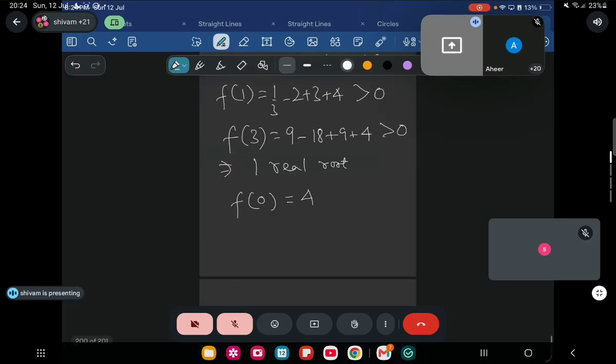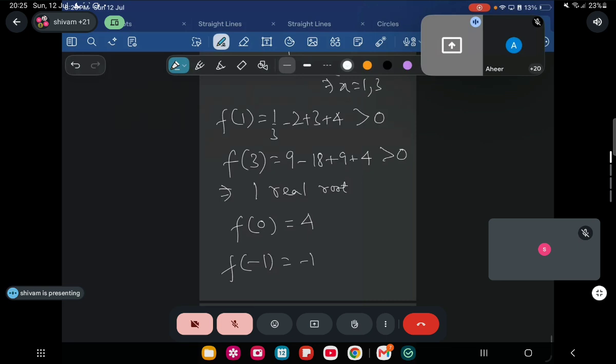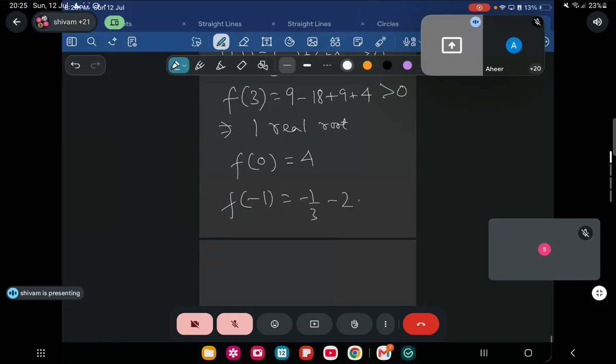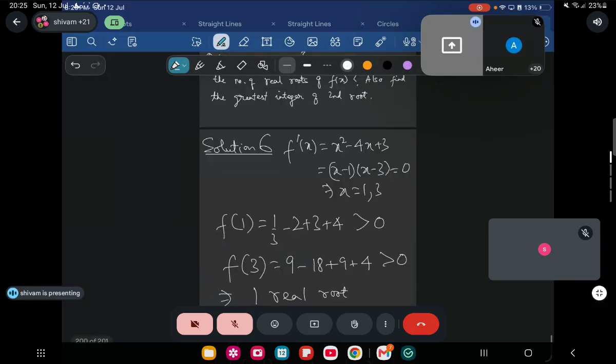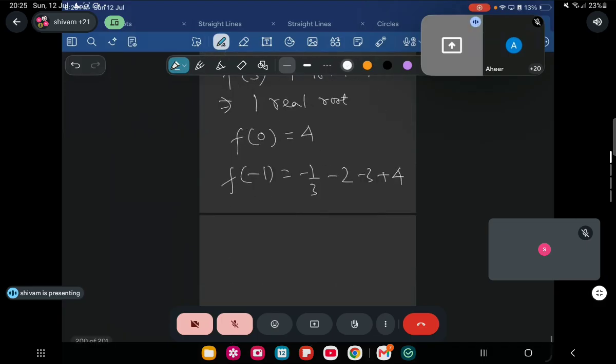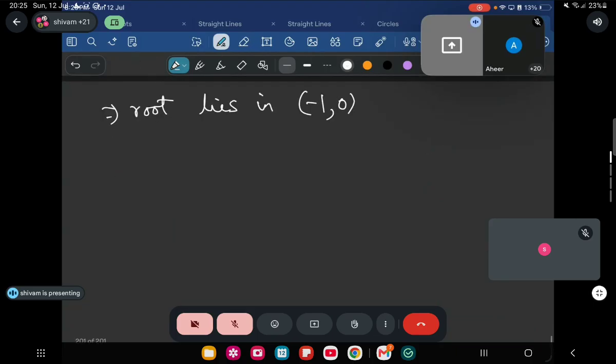And f of minus 1 will be how much? Let us substitute. Minus 1 by 3 minus 2 plus 3 into minus 1 minus 3, and plus 4. This is less than 0, right? So that means your root lies in minus 1 comma 0, right? So what is the greatest integer of that root?